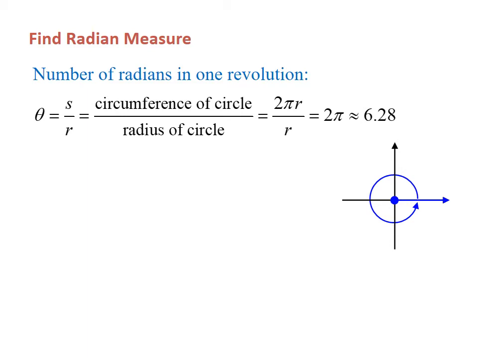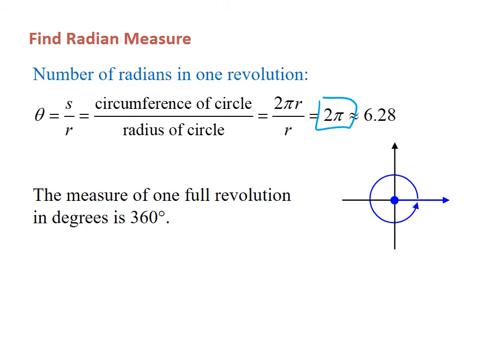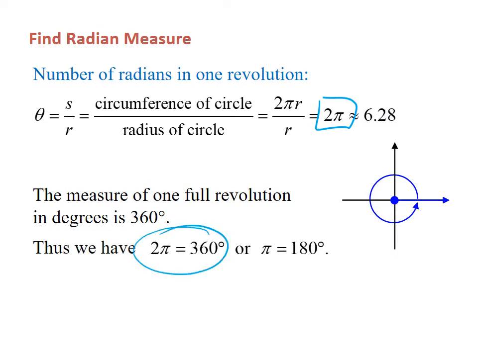Oftentimes we talk about 1 revolution of the unit circle, and 1 revolution of the unit circle is 2 pi radians. So we can think of 1 full revolution as either 360 degrees or 2 pi radians. On the other hand, half a revolution is either pi radians or 180 degrees. So this is pretty important.